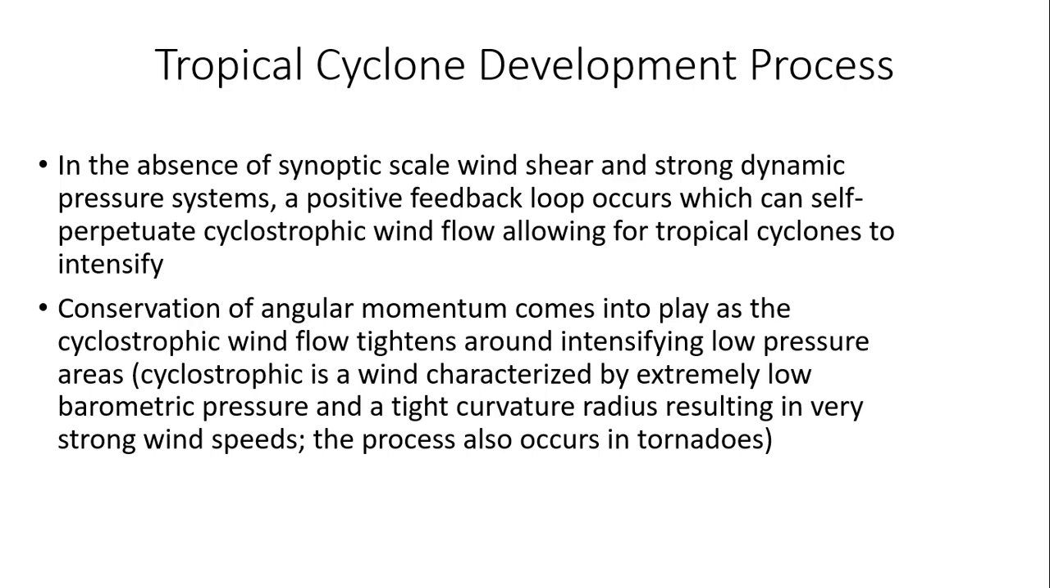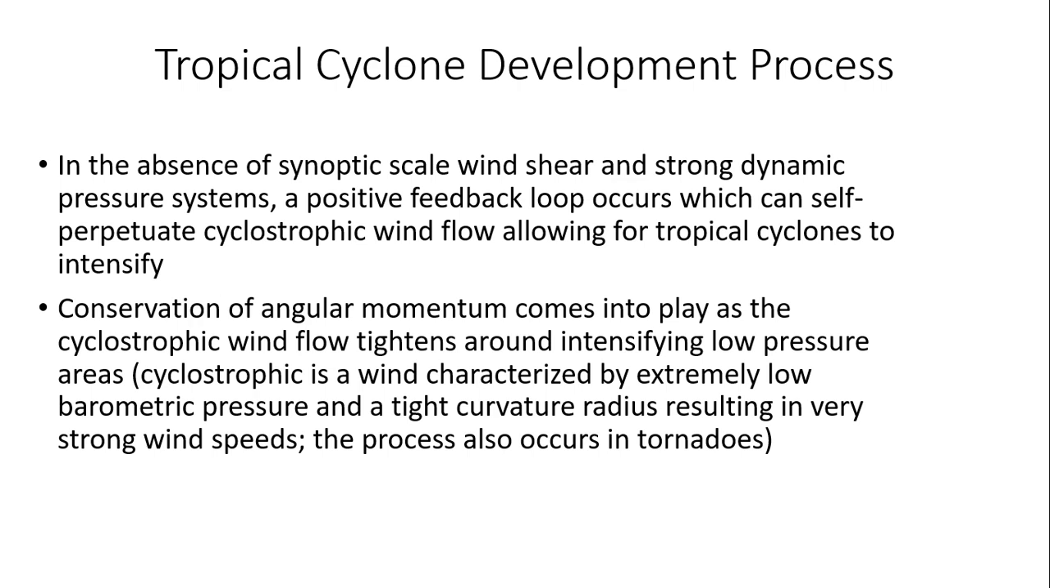If you get mid-latitude systems that are very strong and dynamic in nature, and they extend further to the south into the tropical areas, like, for example, in the fall, especially in the October, November time period, you get these very strong mid-latitude systems, very deep mid-latitude troughs that extend into the tropical areas. That tends to increase the wind shear, which is not what you want for a tropical cyclone to develop. It'll actually weaken or inhibit development. But generally, a positive feedback loop occurs within a tropical cyclone, and it can self-perpetuate the cyclostrophic wind flow, allowing for tropical cyclones to intensify.